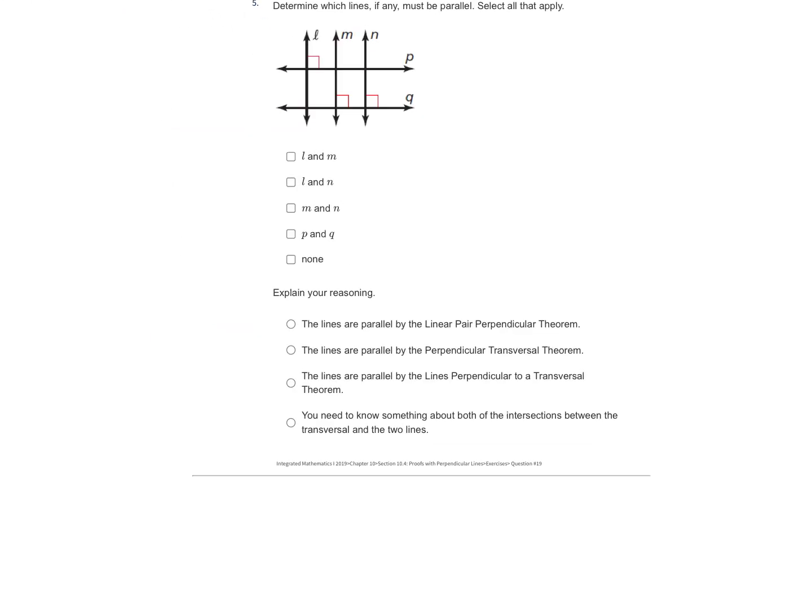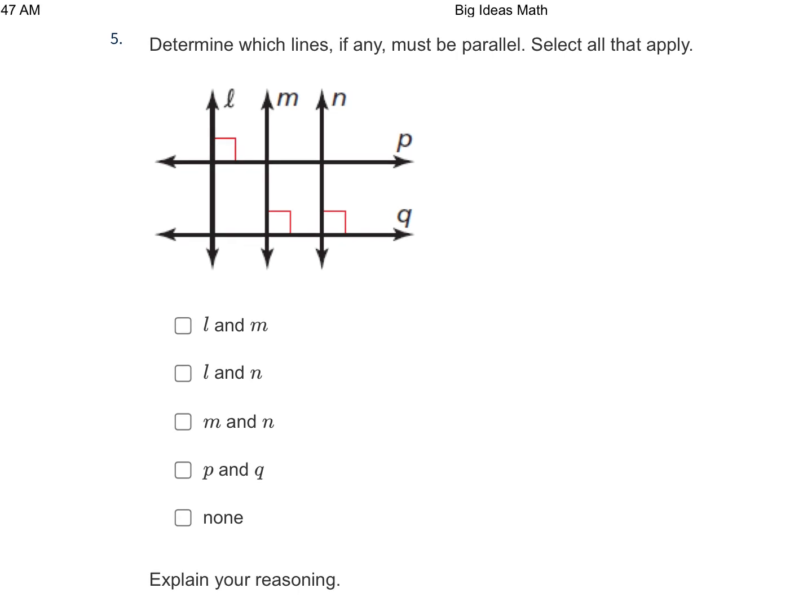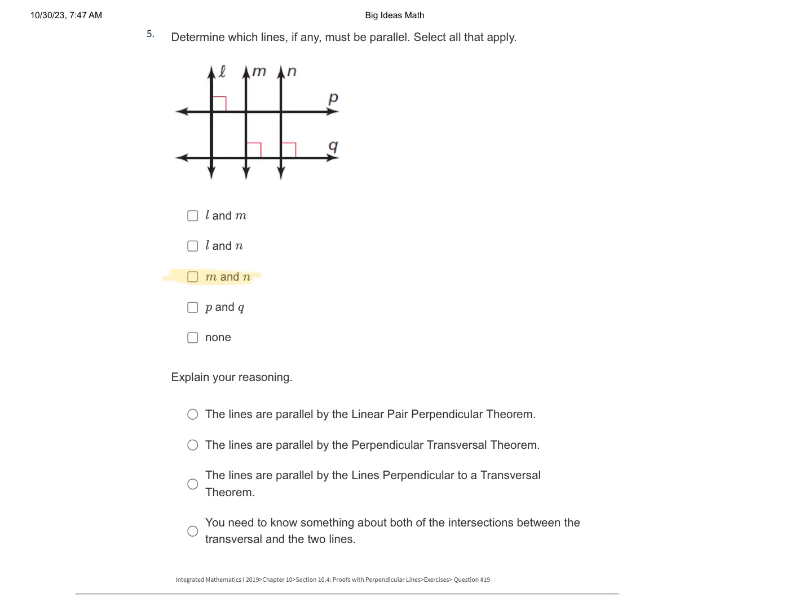All right, looking at the next one. Which lines are parallel, if any? What was it? M and N is correct. And what's my reasoning behind it? Good. Lines perpendicular to a transversal theorem. So it should be this one. I think your Big Ideas has your answers mixed up. So just make sure you're following along to which one's correct.